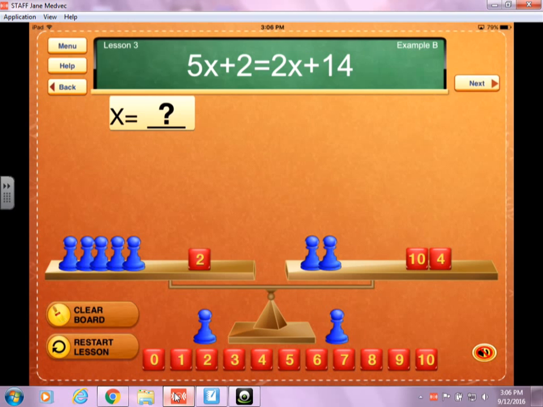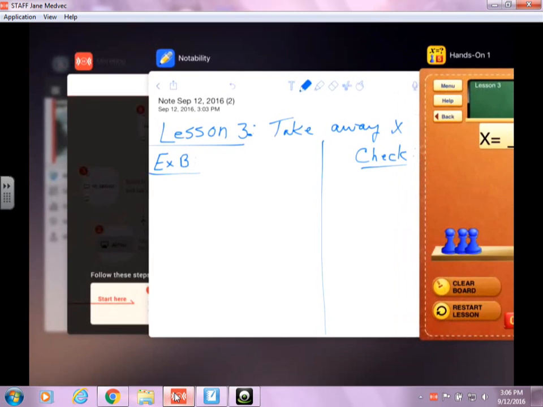Now, I can take away x's, correct? How many x's can I take away from both sides? Well, I know I can take 1. I know I can take 2. Can I take more than 2? No, because again, what I do to one side, I have to do to the other. So I can take 2 from the left-hand side, and I can take 2 from the right-hand side. Now watch how we do this in our notes.